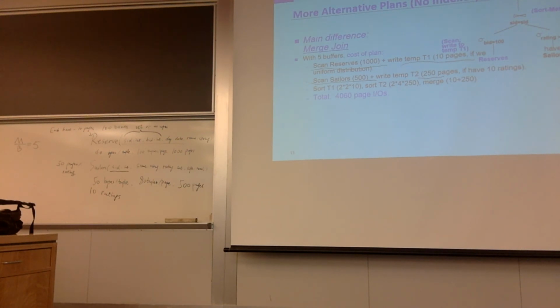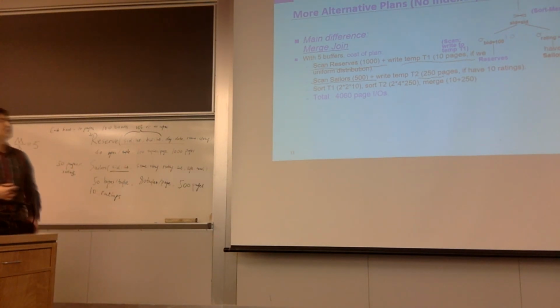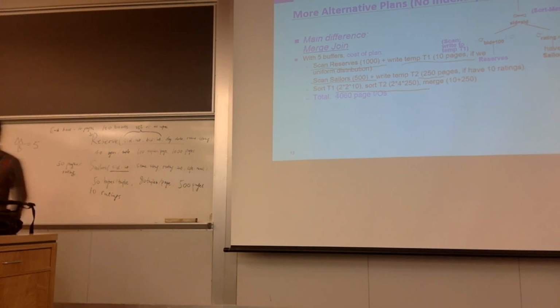Then you have 10 pages here and 250 pages here. On top of that, you do sorting on these 2 temporary relations. If you have just 5 buffer pages, then you need 2 passes to sort 10 pages, and you need 4 passes to sort 250 pages. That gives you the number of IOs for the 2 sortings: 2 times 2 times 10 and 2 times 4 times 250. Then finally, you do a merge.